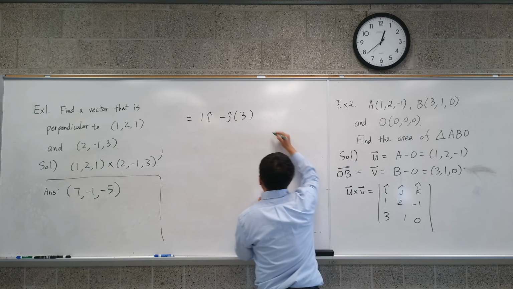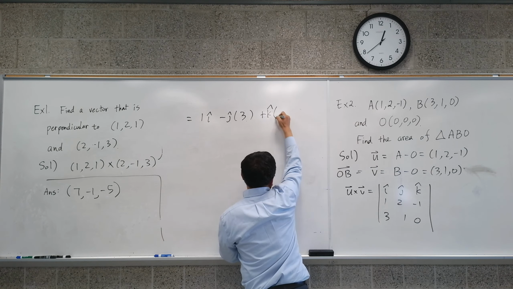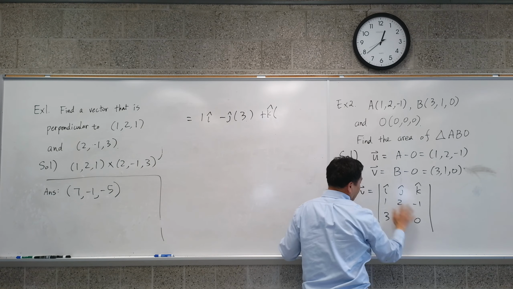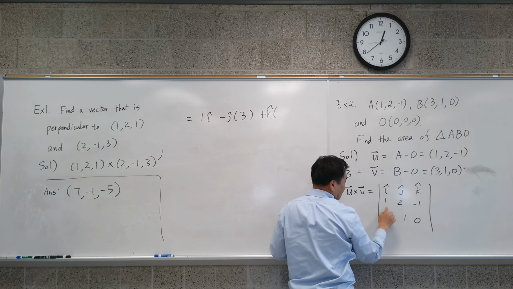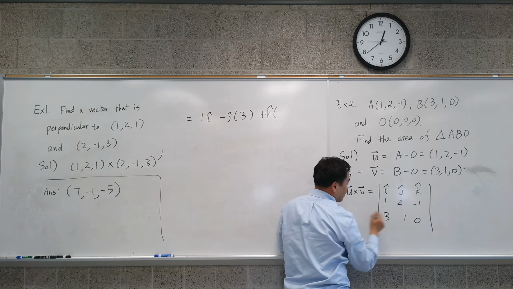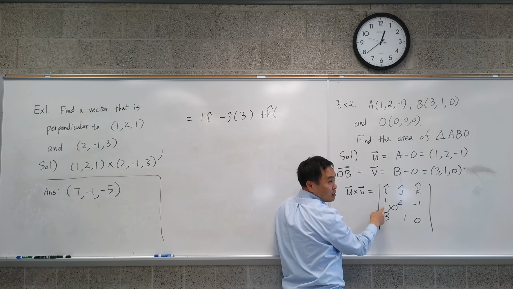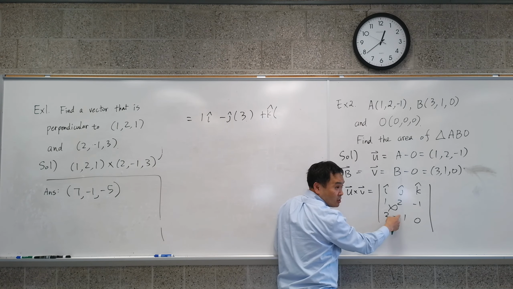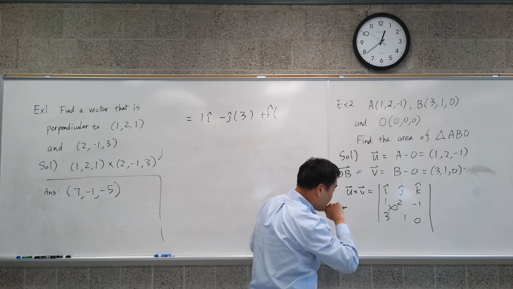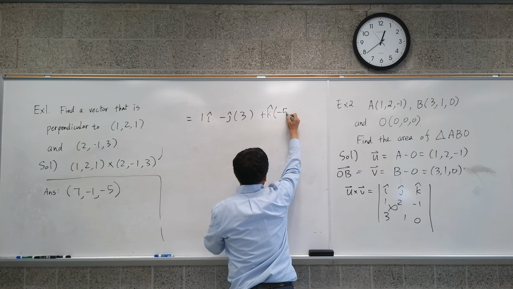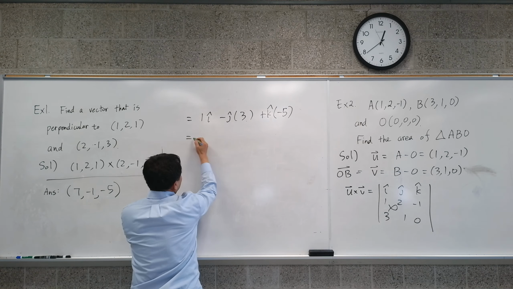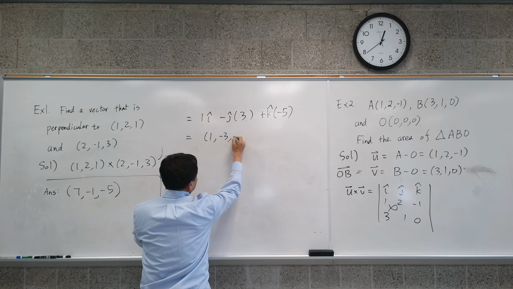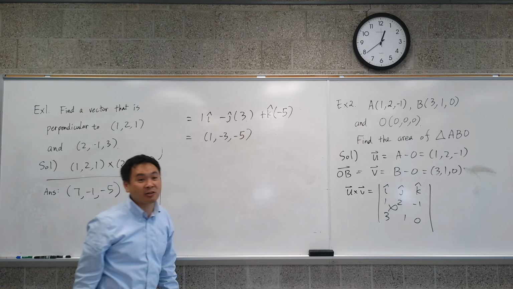And then plus K. If I take the row and the column out, it's 1, 2, and 3, 1. So what is that? 1 times 1 minus 2 times 3. What's that? -5. So that's going to be (1, -3, -5). That's the cross product.